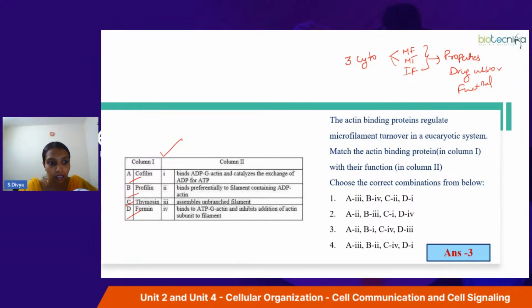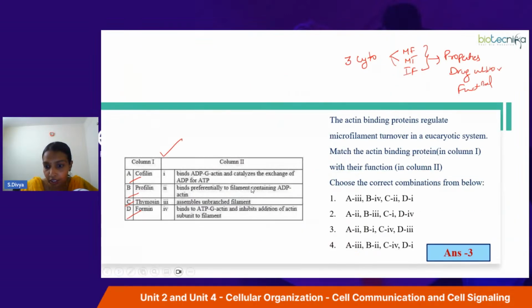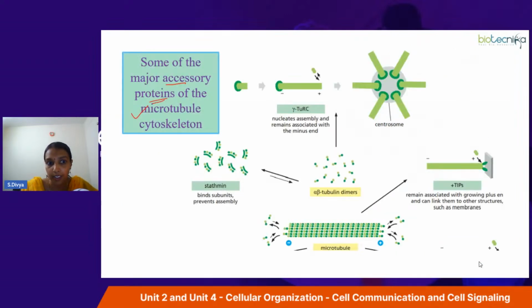Instead of looking over here, I will directly show you the image. First, we will look into the accessory proteins that are present for microtubules. Whoever has given the answer as 3, very good. Congratulations for attaining 4 marks out of this. Whoever is finding it difficult, just have a look over here.